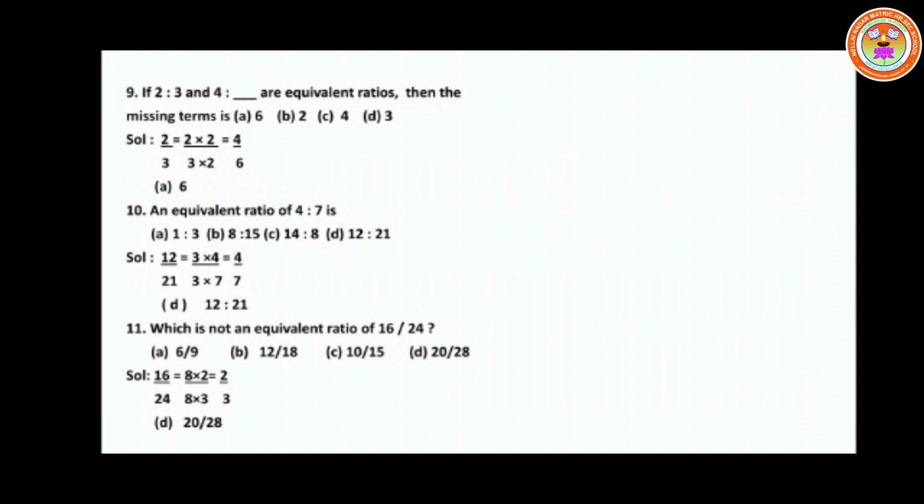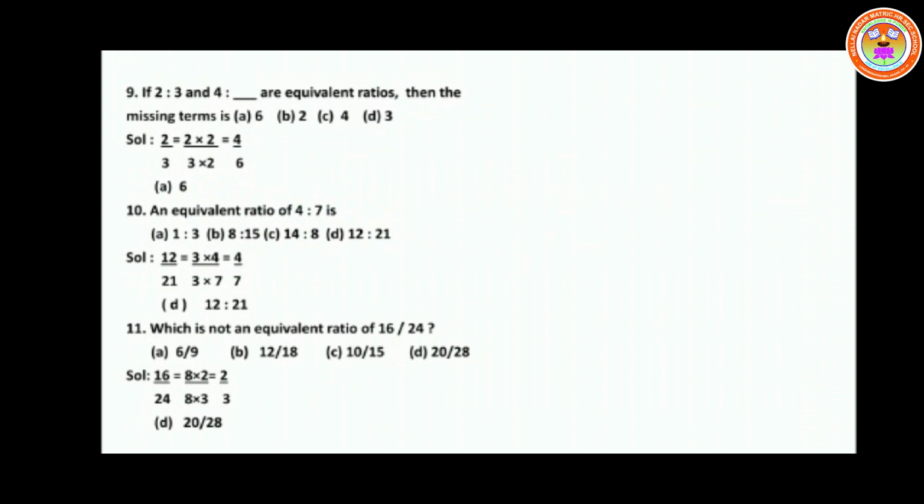Option D you take 12 by 21. Yes, of course. So what is your question? 4 is to 7. So if I take 12 by 21, 3 4s are 12 and 3 7s are 21. Is it or not? So 3 3 will get cancelled. You will get the equivalent ratio 4 by 7. So your answer is option D, 12 is to 21.